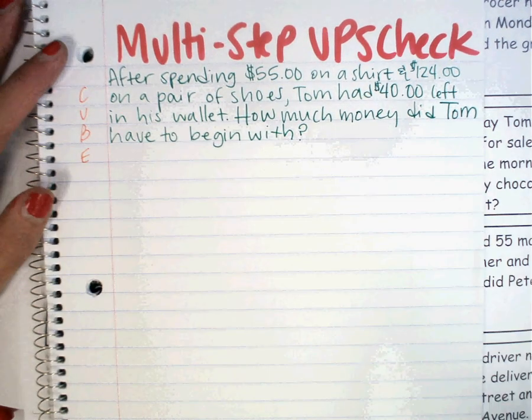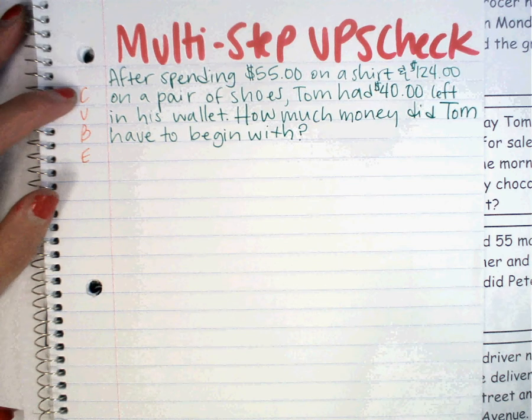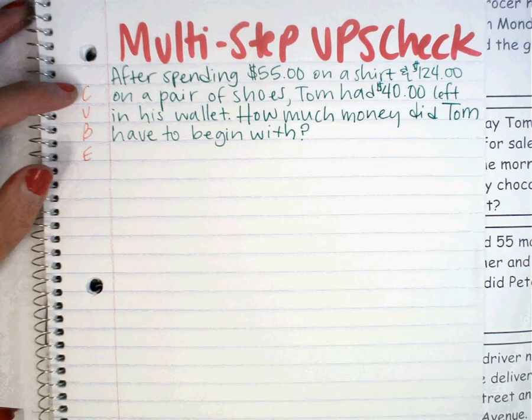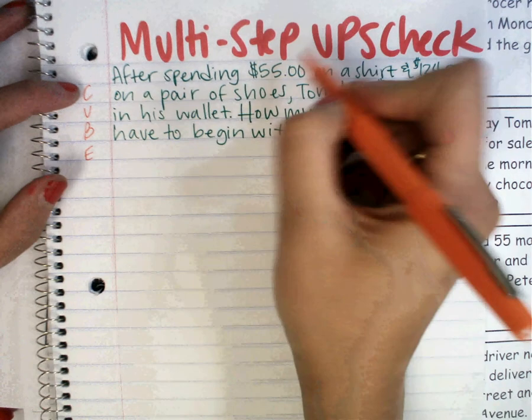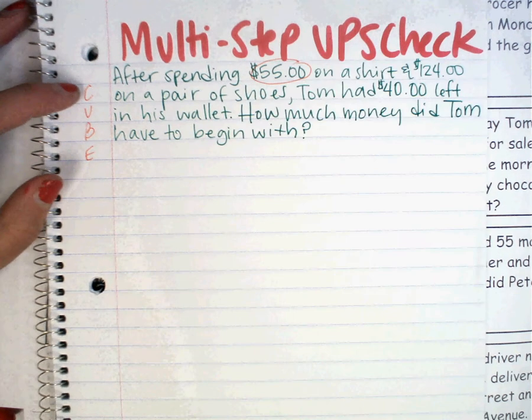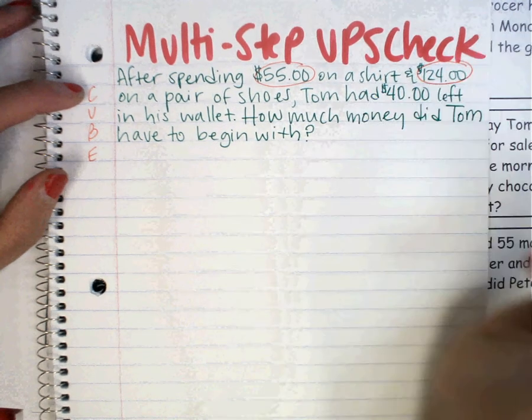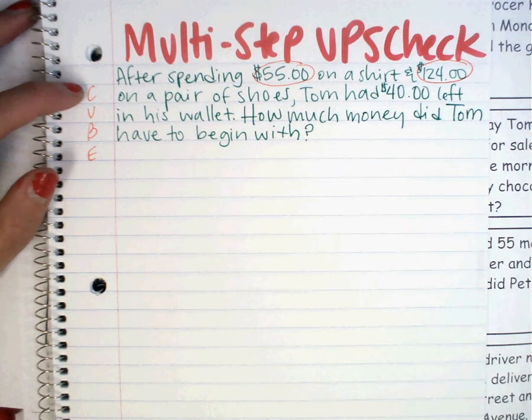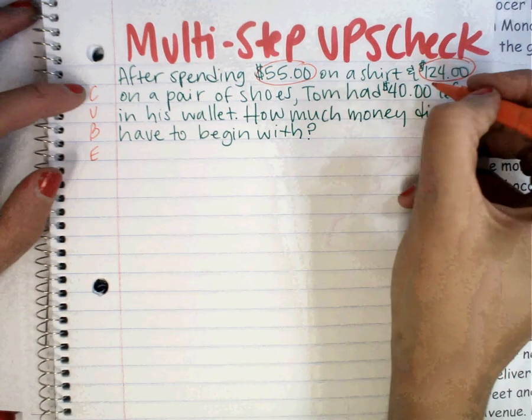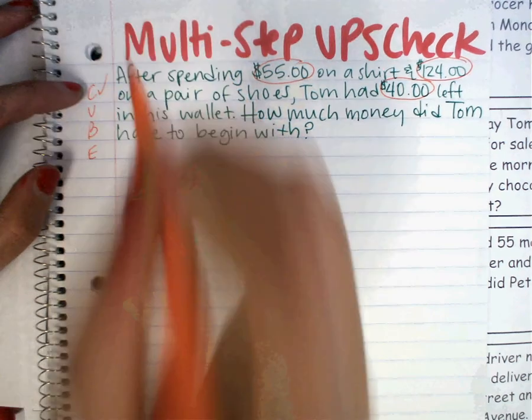Okay, so C is circle all the key numbers. What key numbers do you see that I need to circle? 55, good. What else? 124. What else? 40. Good, check it off.